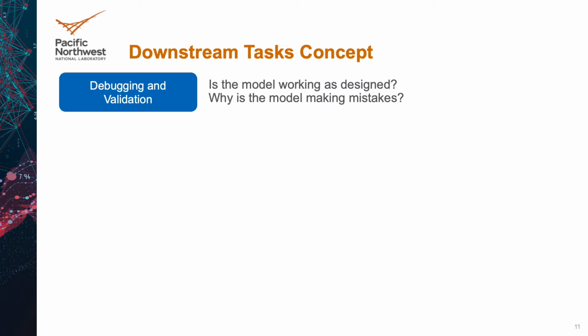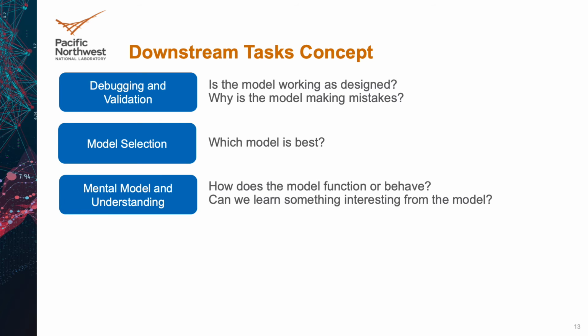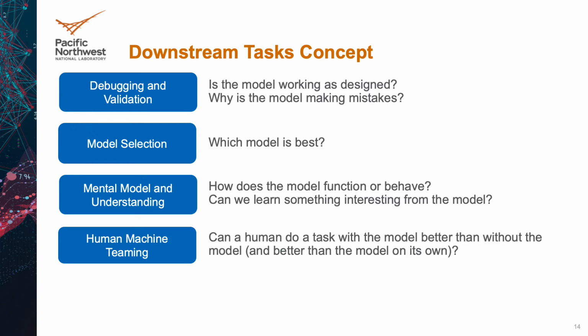Number 1, model debugging and validation, where users answer questions like, is the model working as designed, and why is the model making mistakes? Number 2, model selection, where users determine which model among several is best. Number 3, mental model and model understanding, where users learn how the model functions or behaves, possibly leading to novel insight about the domain. Number 4, human-machine teaming, where users may do a task with the aid of a model more effectively than either on their own.